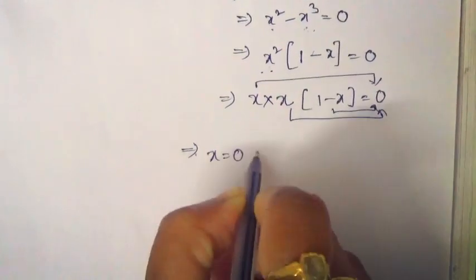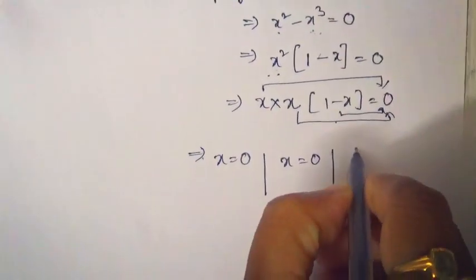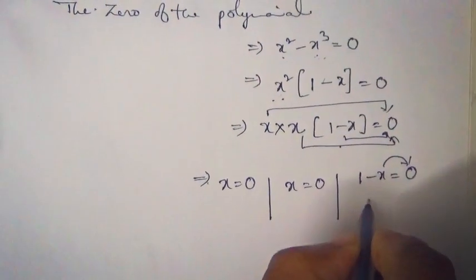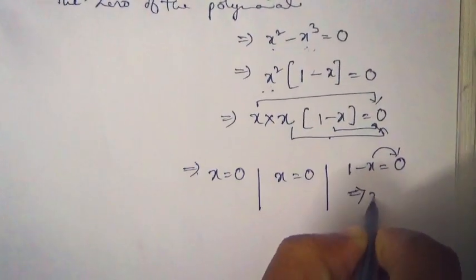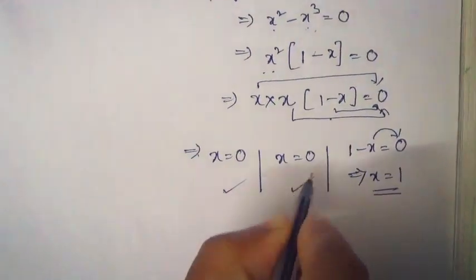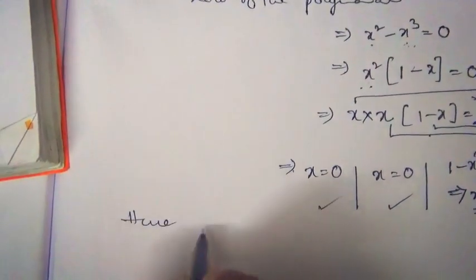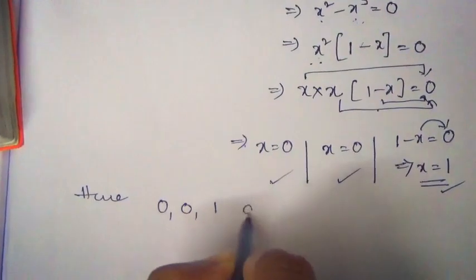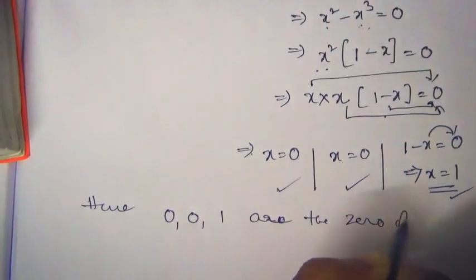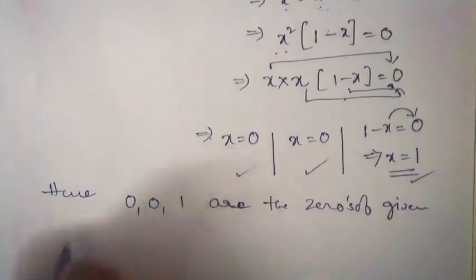x is equal to 0 is the first one, and x is equal to 0 is the second one. The third one, 1 minus x is equal to 0. You take this x to the other side, so you will get x is equal to 1. So x is equal to 0, 0, 1 are the zeros of the given polynomial.